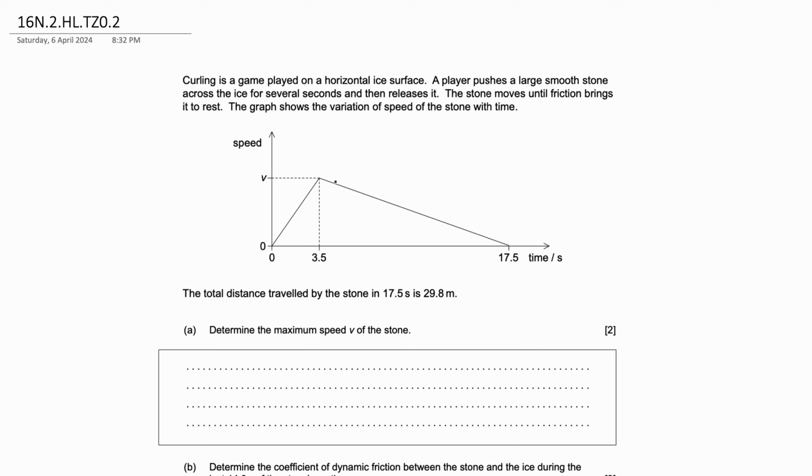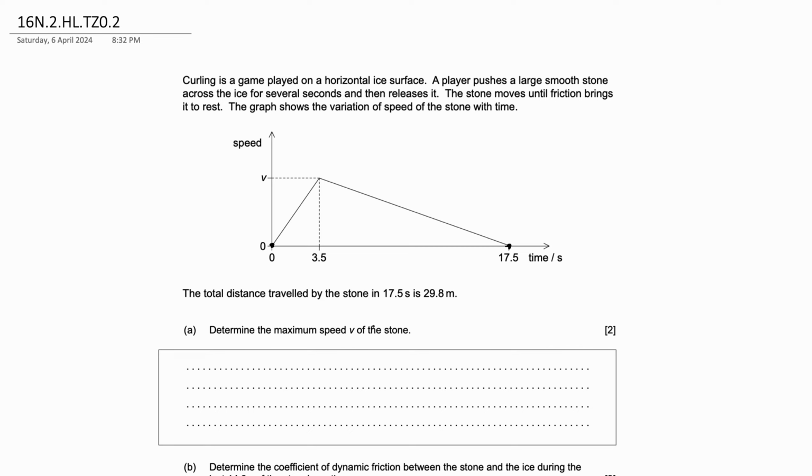Okay, so here we have a graph and they're telling us that the total distance traveled by the stone in this 17.5 seconds, so from here to here, is 29.8 meters. Part A, determine the maximum speed v of the stone.